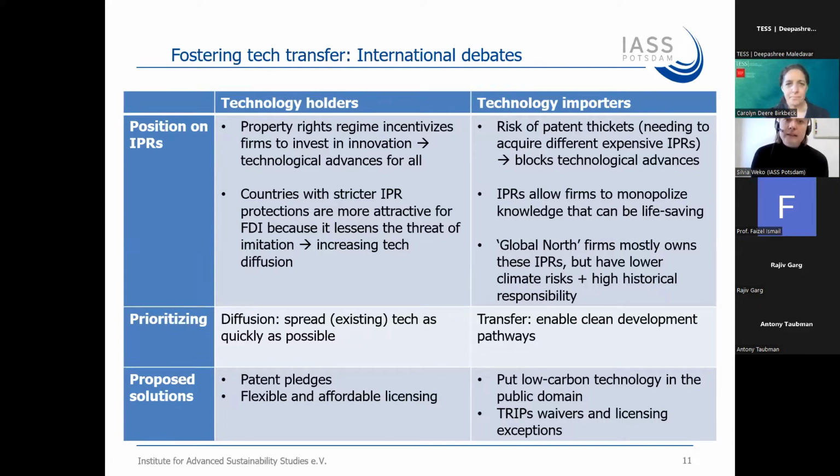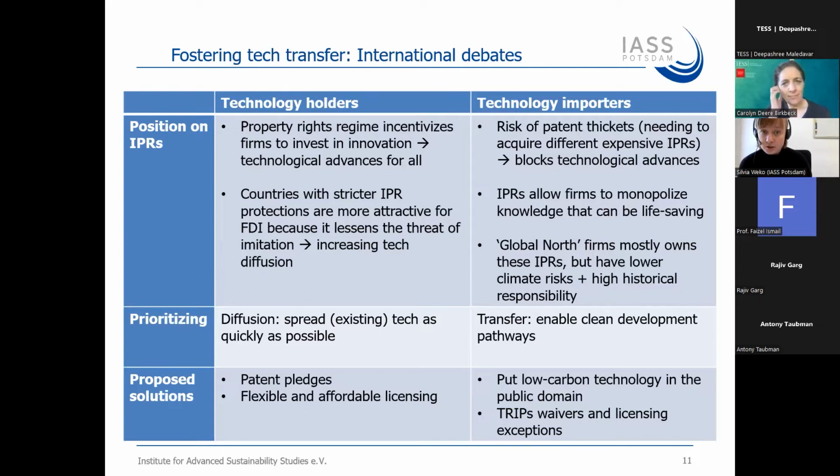This kind of relates to the debate on fostering tech transfer. And here I'm breaking it down into some sort of pro and con positions. Obviously, it's more nuanced than this, but just to get an overview, because I saw also in the chat that somebody wanted to know about IPRs, so here it is. That there's basically some different goals that can eventually come into conflict. So if the goal is to diffuse existing technology as quickly as possible, technology holders often promote these investments in innovation, which are protected by property rights, and they see this as driving technological advances for all.